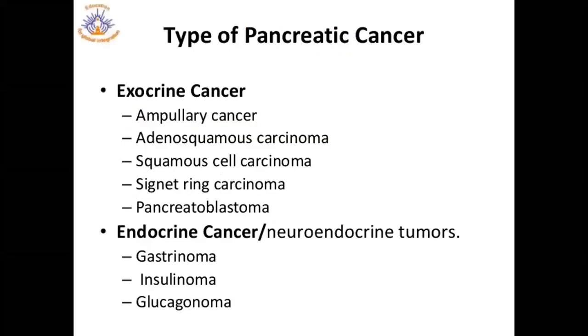Now, what are the types of pancreatic cancer? It is divided into exocrine cancer and endocrine cancer. The exocrine includes ampullary cancer, adenosquamous carcinoma, squamous cell carcinoma, signet ring cell carcinoma, and pancreatoblastoma. Endocrine, I would say, are neuroendocrine cancers like insulinoma, glucagonoma, and gastrinoma.